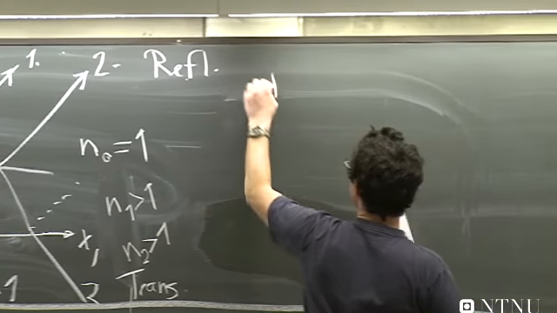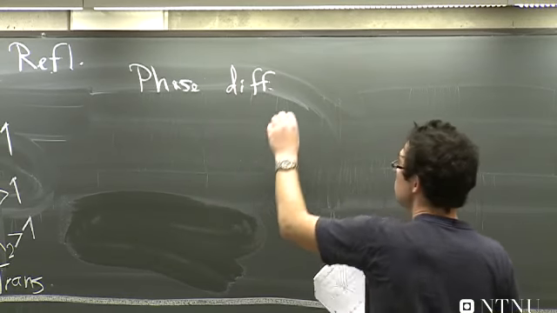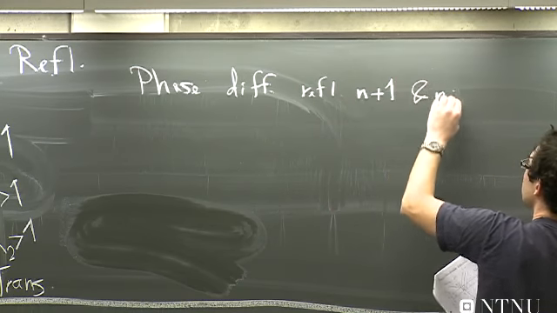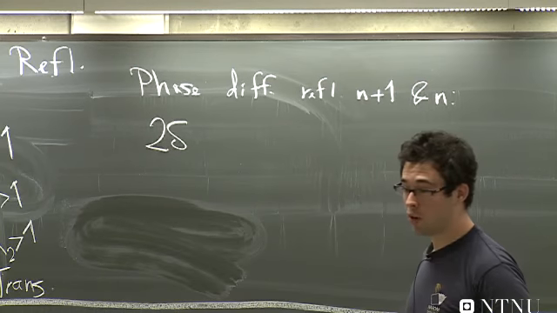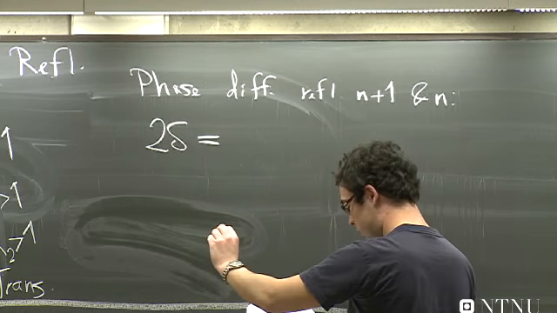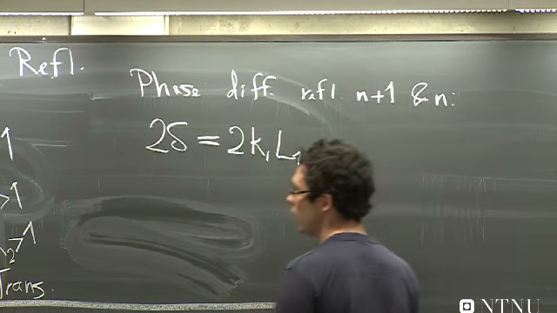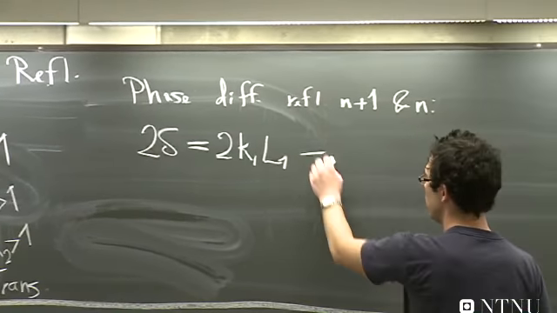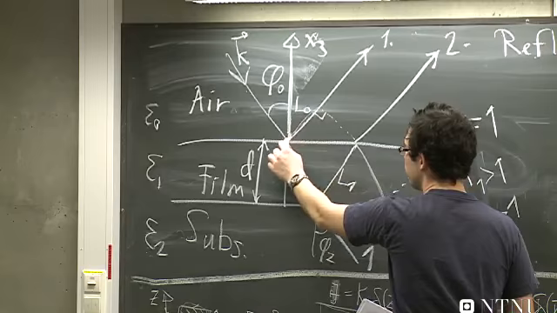So the phase difference between reflection n plus 1 and n is given by the following equation, 2 delta. I put the 2 there because of some practical reason, which will be apparent shortly. That's the total phase difference. It's equal to 2 k1 L1, that's this path here, minus k0 L0, that's this path length here. OK?